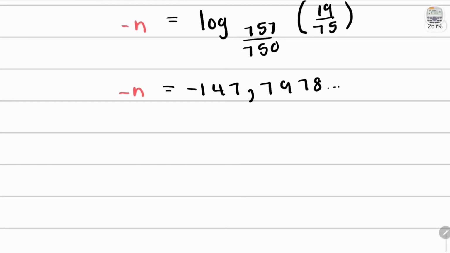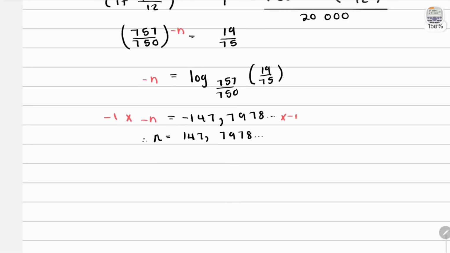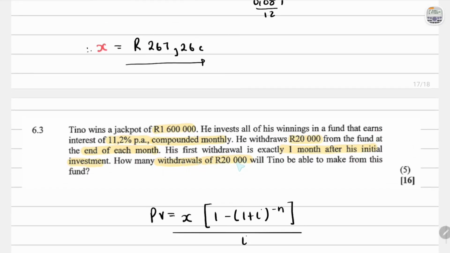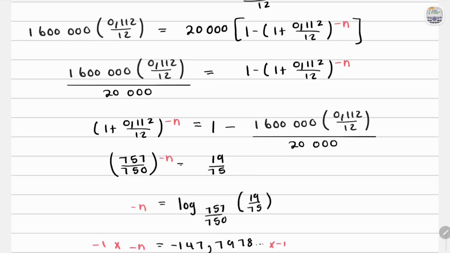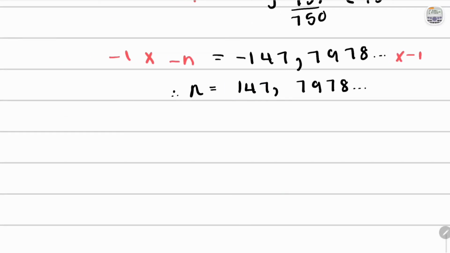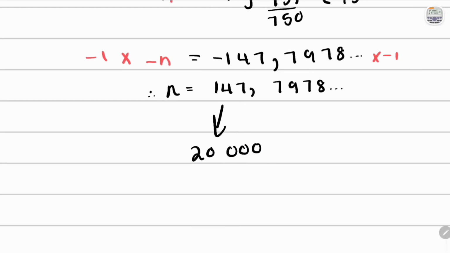You can either multiply or divide both sides by negative 1 to just make that positive. So we're saying that n is equal to 147.7978, and this keeps going. So here's the thing about their question. They specifically said, how many withdrawals of 20,000 will Tino be able to make? So the 147, that would be full withdrawals of 20,000. Those are full withdrawals of 20,000 Rand that Tino would make.